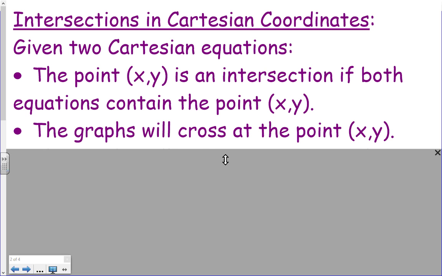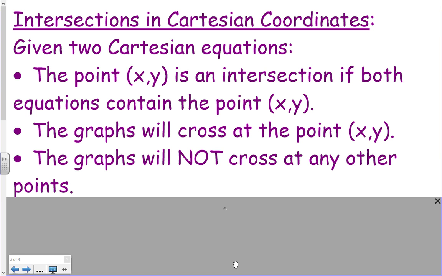And the third thing that hopefully again is obvious to us from Cartesian is that the graphs will not cross at any other points. You're not going to find any other intersection out there other than these ones where the x and y values are the same between the two equations. No other points is that going to happen.